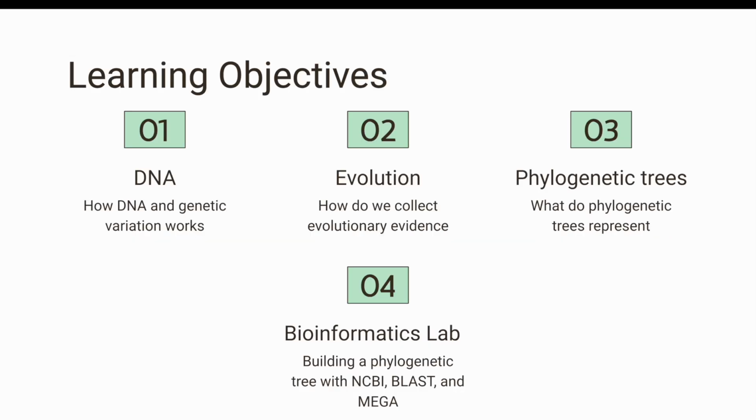So let me walk you through the learning objectives. At first, it's very important to gain some quick background knowledge about DNA and how genetic variation works. Then you are going to learn about evolution and the construction of phylogenetic trees. The last step will be our hands-on bioinformatics experience with NCBI, BLAST and MEGA to apply the learned concepts. We will analyze the genetic data of Felis catus, which is the scientific name for the cat.